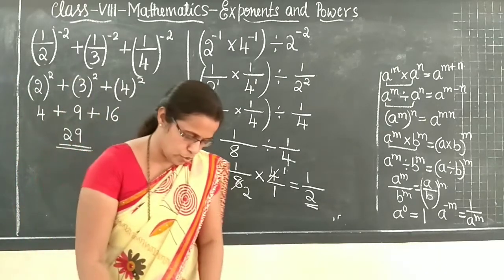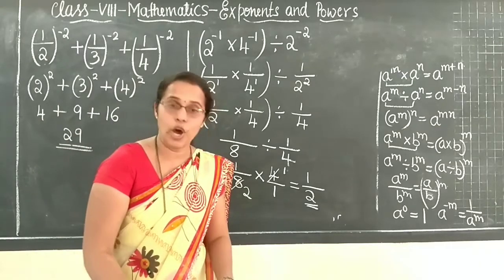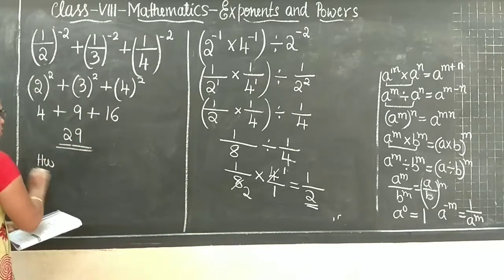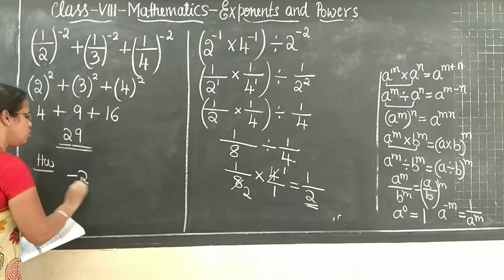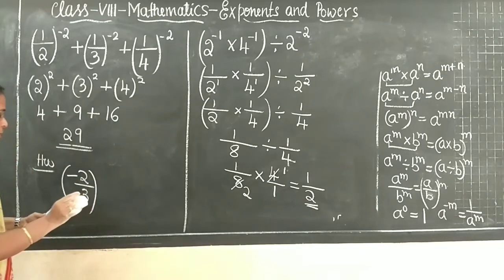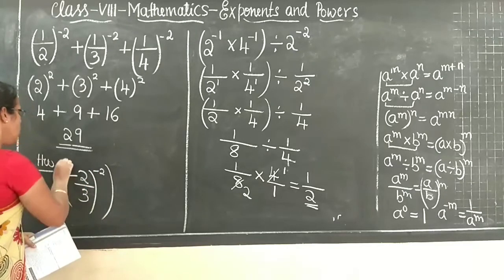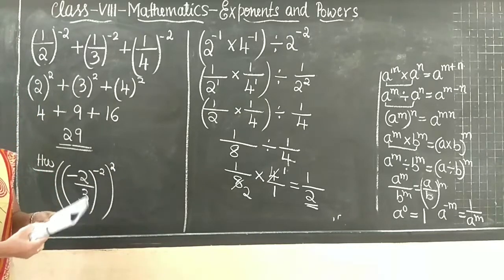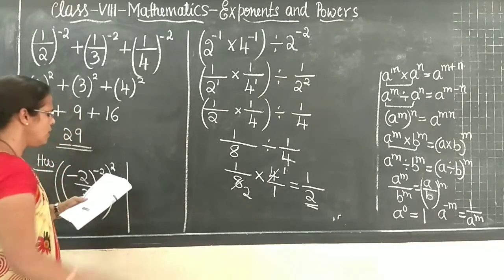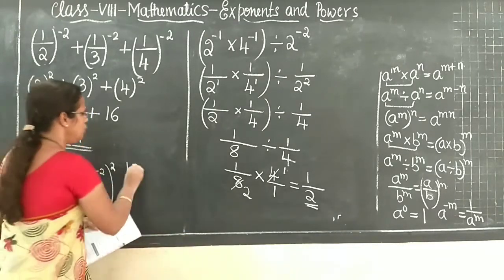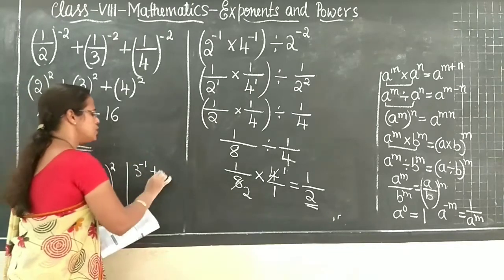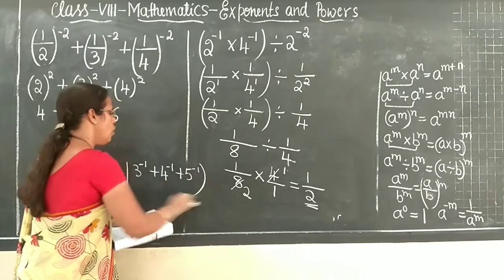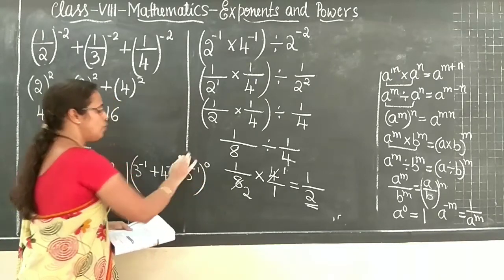Hope you all understood. So now I'll give you a homework problem. You have to do it, children. Okay? So write the homework problem here. Homework is minus 2 by 3 whole to the power minus 2 whole to the power 2. This is a homework problem. Okay? So one more you can write there. One more. 3 to the power minus 1 plus 4 to the power minus 1 plus 5 to the power minus 1 whole to the power 0.